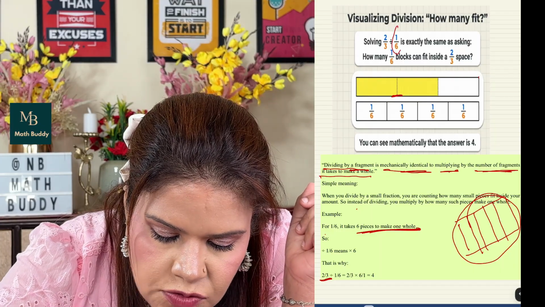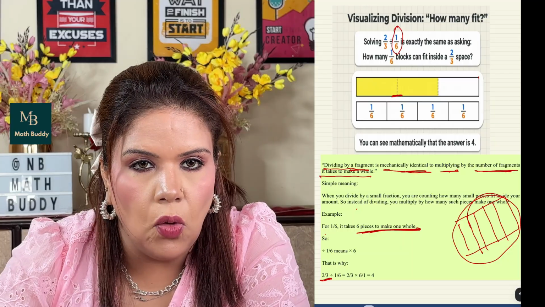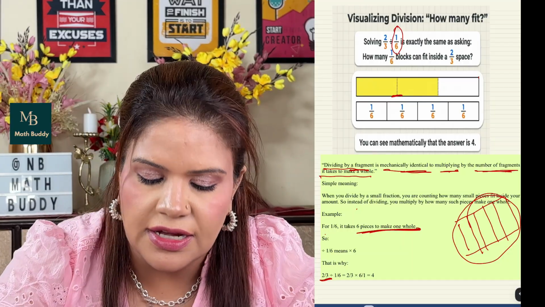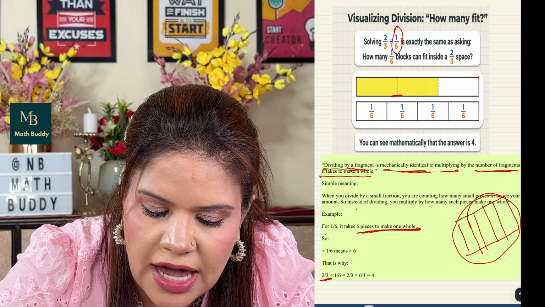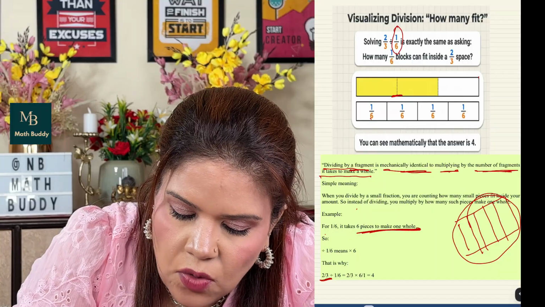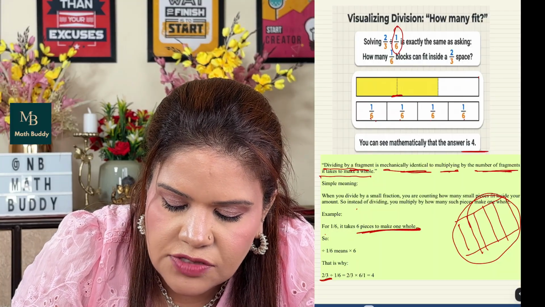How many pieces of it will make one whole? 6 pieces will make one whole. Out of that he has taken 1. So how many pieces will it take for 2 by 3 to divide it into? So that's why you are getting 1 by 6, 1 by 6, 1 by 6, 1 by 6. You are getting the answer as 1 by 4.